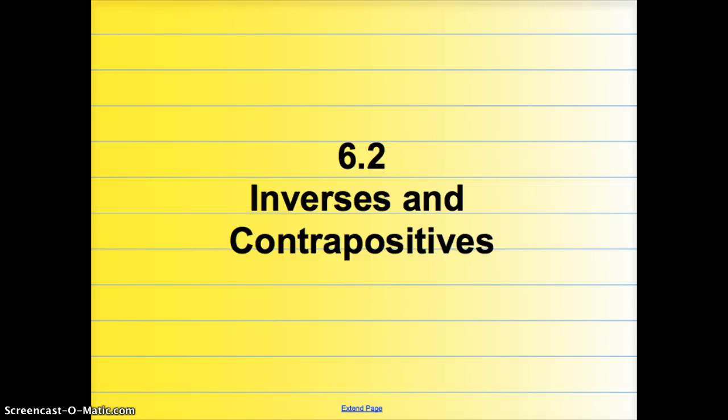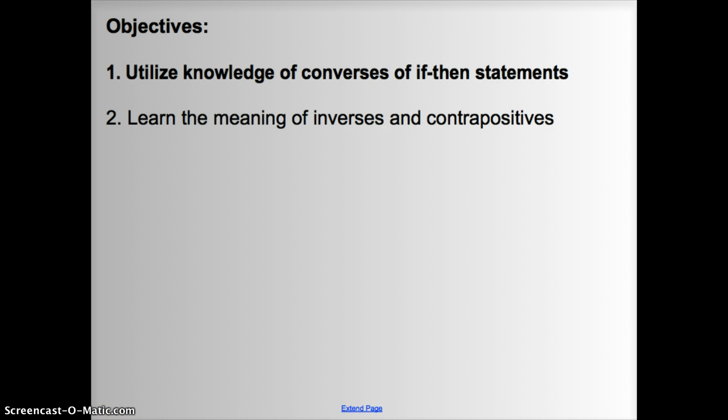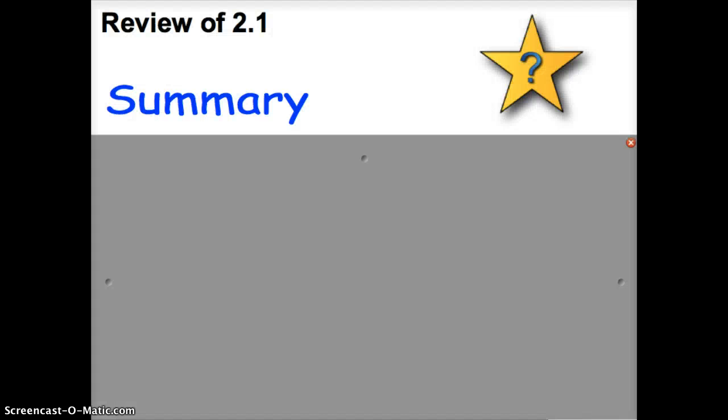All right, in 6.2, we talk about inverses and contrapositives, two words that were not brought up in Chapter 2. And the reason for that is because inverses and contrapositives are the second part of sort of inequalities. And our objectives today are to take our knowledge of the if-then statements from Chapter 2 and then apply them to inverses and contrapositives. From 2.1, we learned a few things.